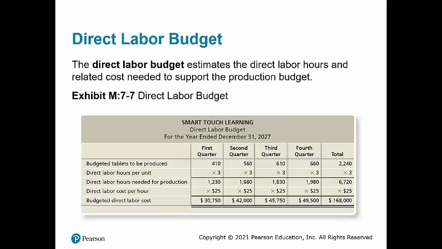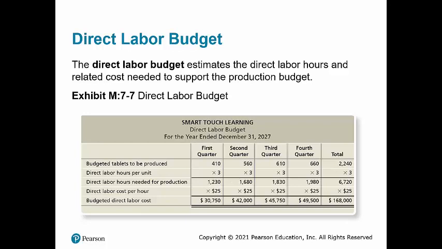So the direct labor budget will estimate the direct labor hours and related costs needed to support the production budget. To complete the direct labor budget, we start off with the budgeted tablets to be produced, and that came directly from the production budget. Then we multiply the number of tablets to be produced by the number of direct labor hours it takes to produce each tablet, which in this problem is 3 hours. That gives us the total direct labor hours needed for production.